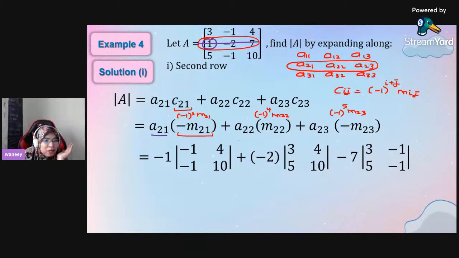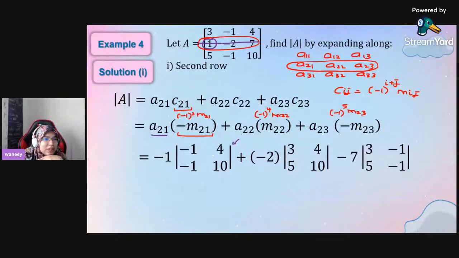Be extra careful over here. You should use the straight line. Don't use the box, you must use straight lines because I'm taking the determinant of them. So make sure to use straight lines, not the ordinary box. Because minor is the determinant, right?